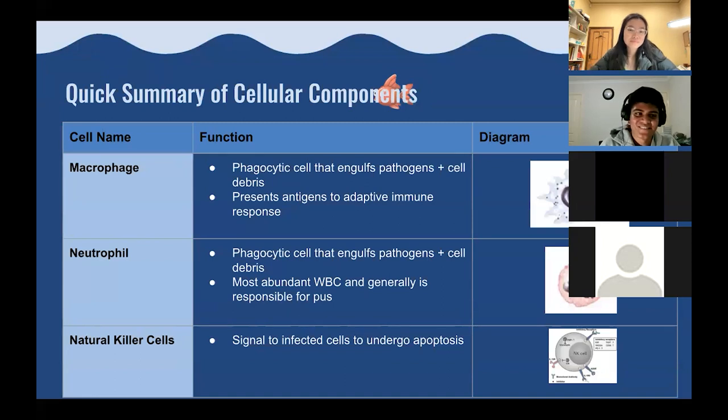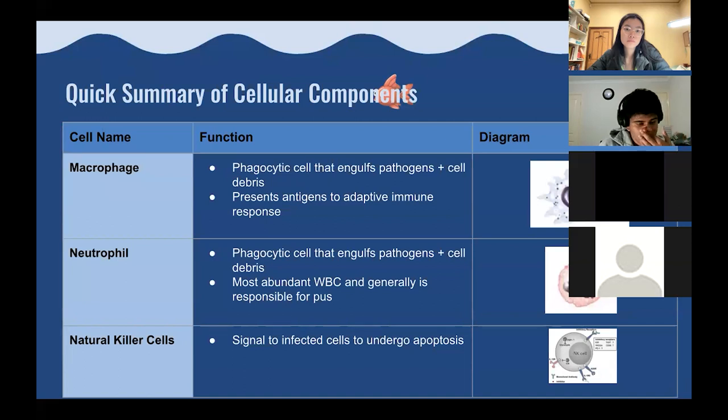Okay, so a quick summary of cellular components of the innate response. Macrophages are cells that are phagocytic, so they engulf the pathogen and want to kill it. Then they take the antigen and present it to the adaptive immune response, which will initiate the adaptive immune response. But you don't need to know that right now. You'll learn it in immunology.